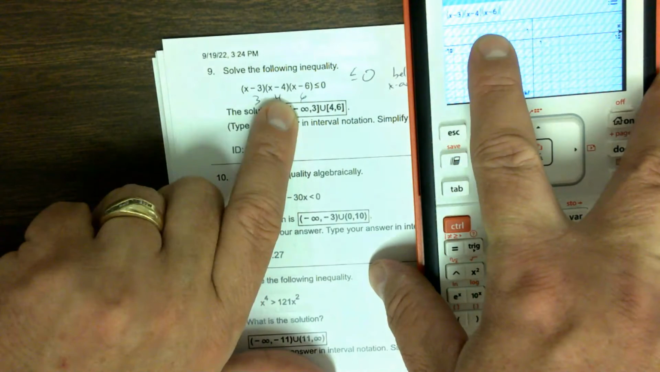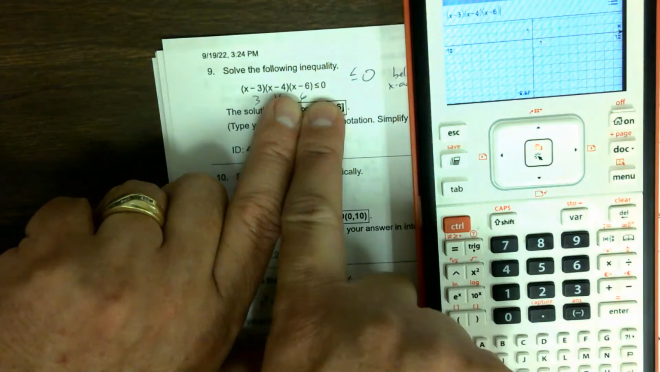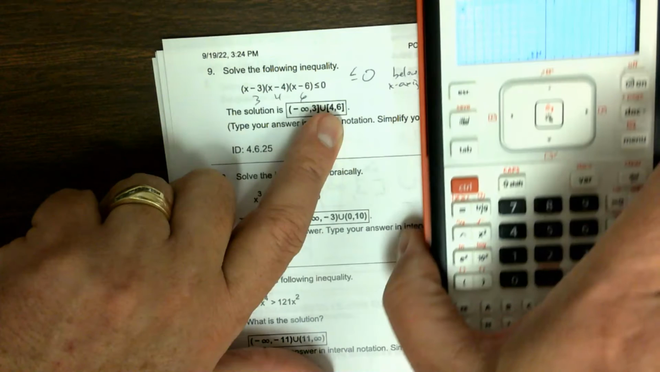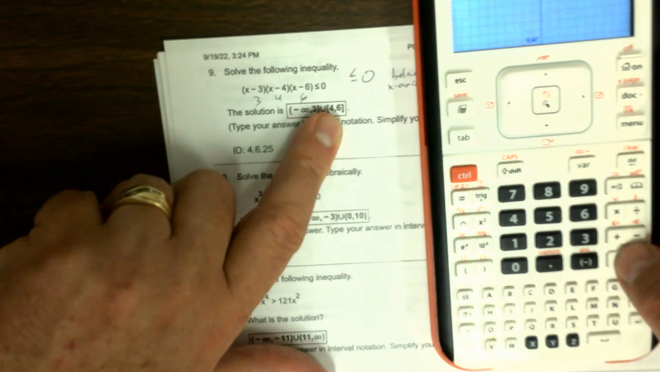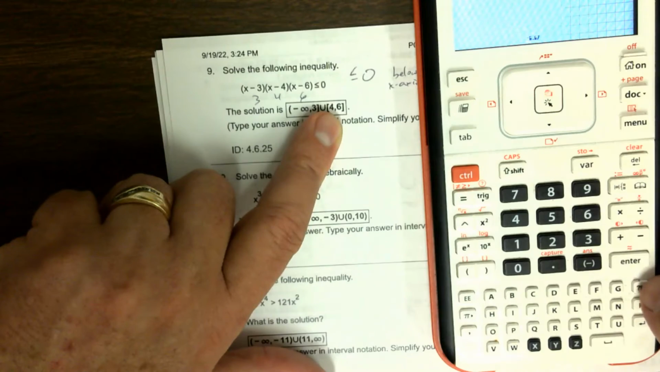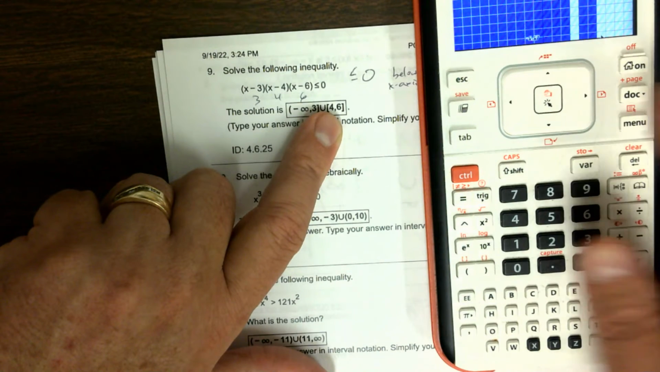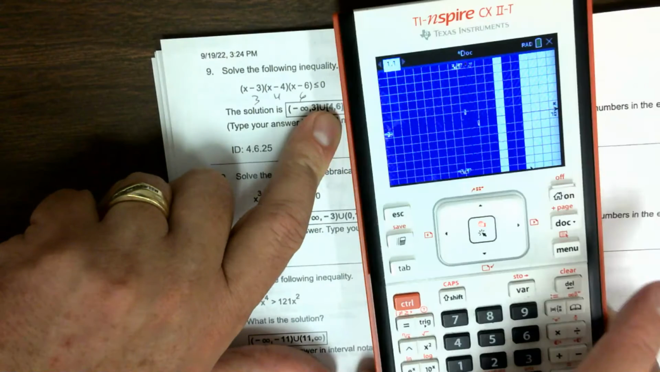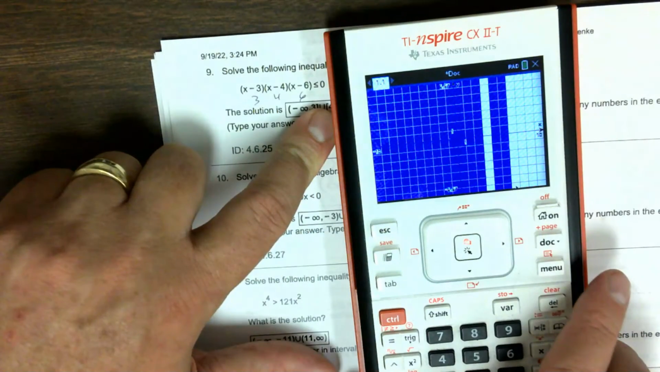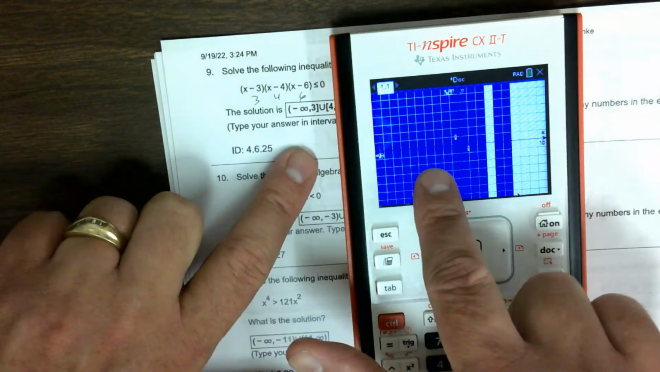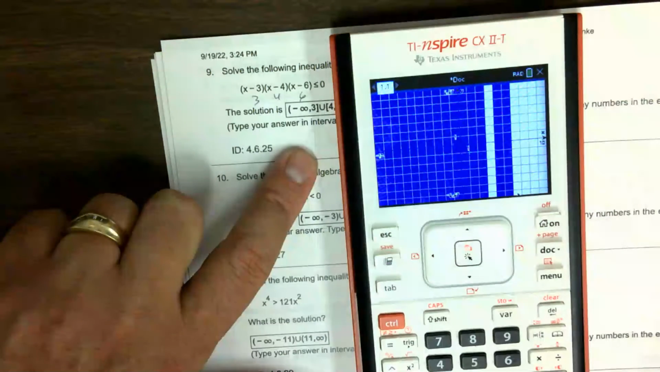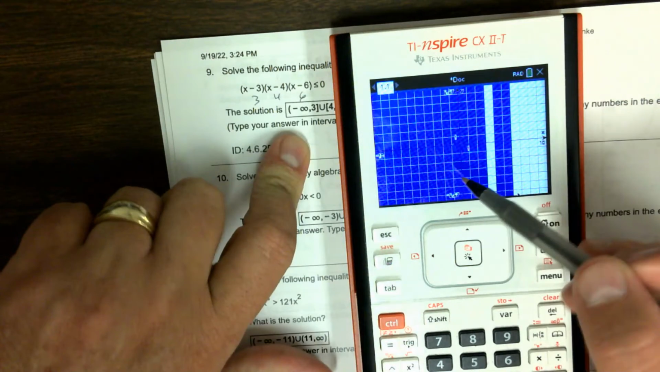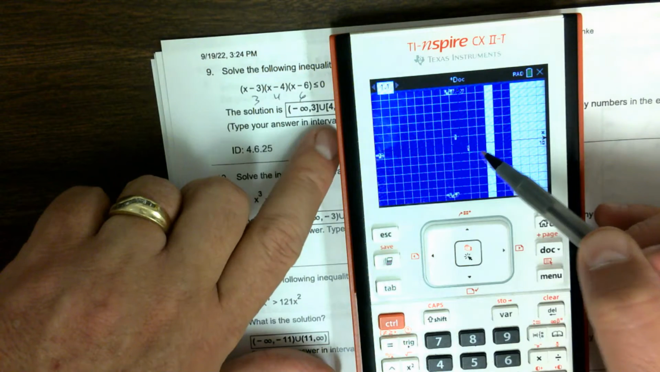Now if you want less than or equal to 0, then you go control equal less than or equal to 0. See, I don't like that at all. That's why I don't prefer this method. That looks yucky. But I guess you can interpret it negative infinity to 3, and then from 4 to 6.